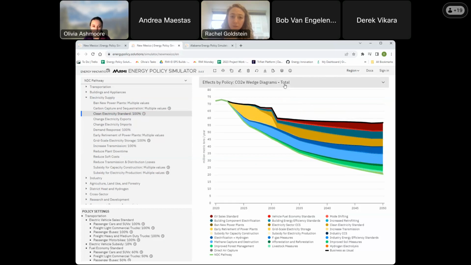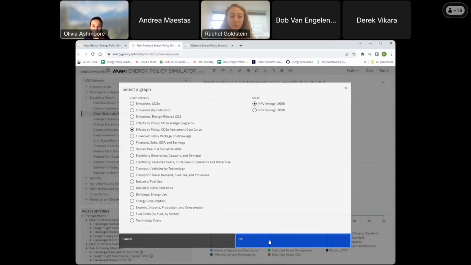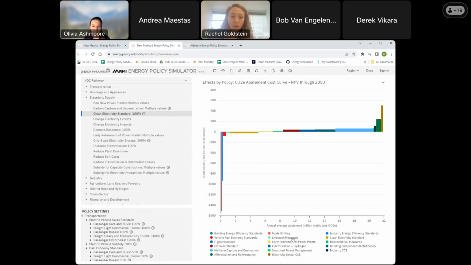There's a few other graphs I want to highlight. One is this abatement cost curve. If you're familiar with the McKinsey cost curves, this is a very similar analysis. It takes the net present value in terms of either cost savings or additional costs associated with the policy, and then compares it to the abatement potential. So the width is the abatement potential, and the y-axis is the cost, policy costs or policy savings. So we can see some policies are associated with a lot of savings, and then some are more expensive and are associated with additional costs.